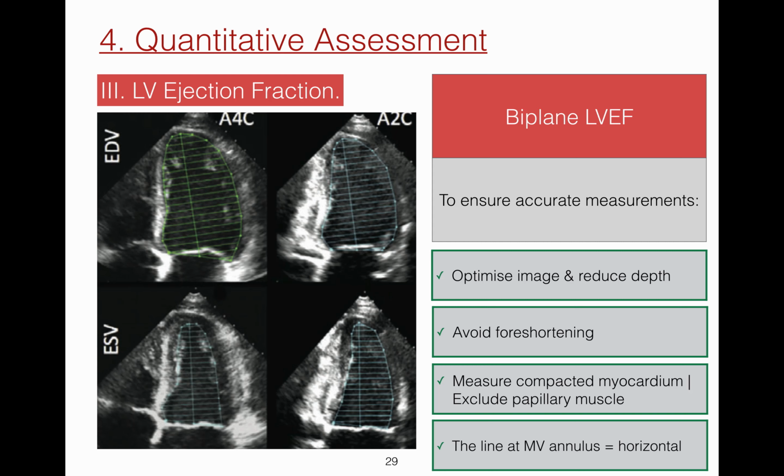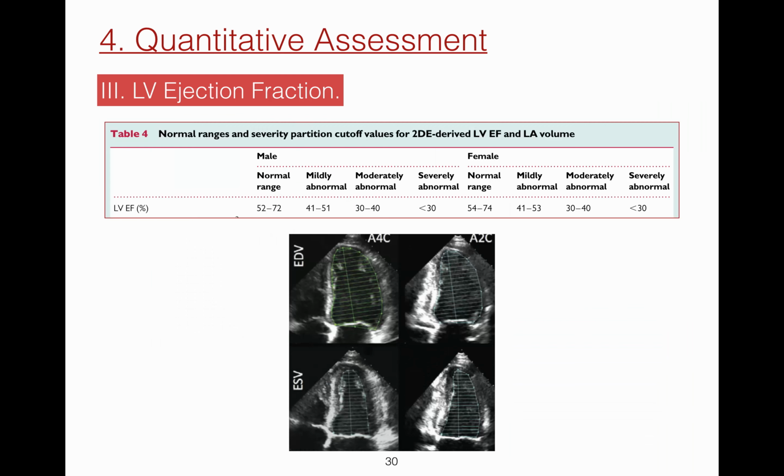The line at the level of the mitral annulus should be close to horizontal, and the LV length should be measured up to the contour at the apex. Normal ranges and severity partition cutoffs for LVEF are shown on this slide. More ranges are part of the course reference values document, which I encourage you to use.